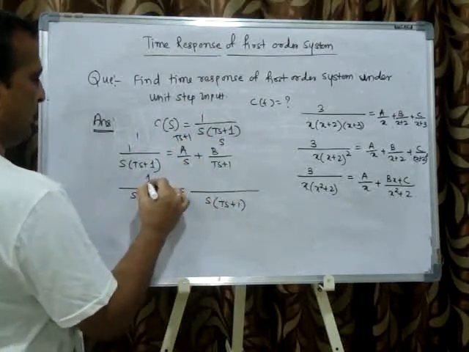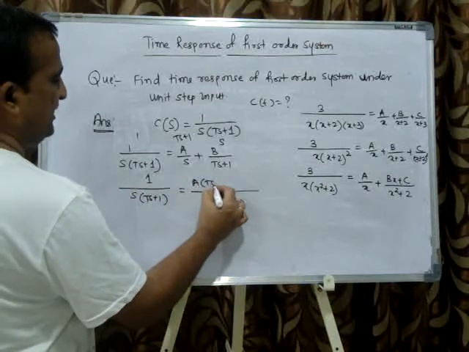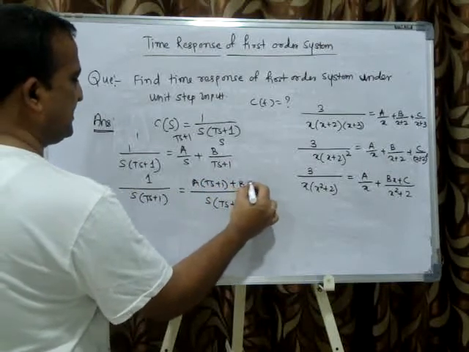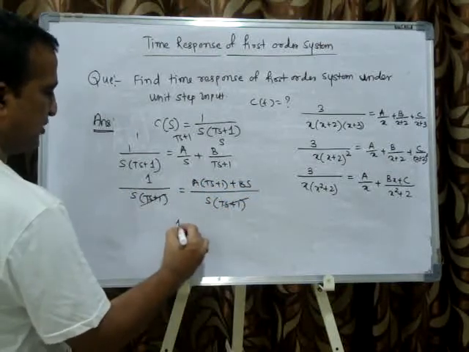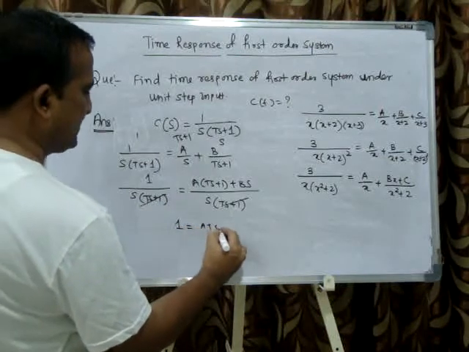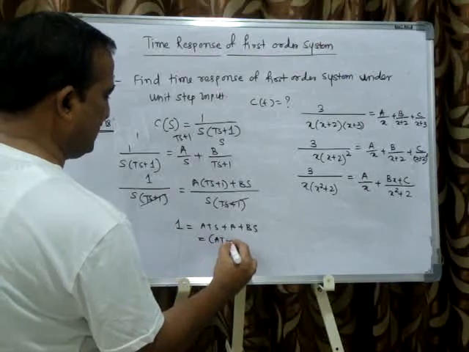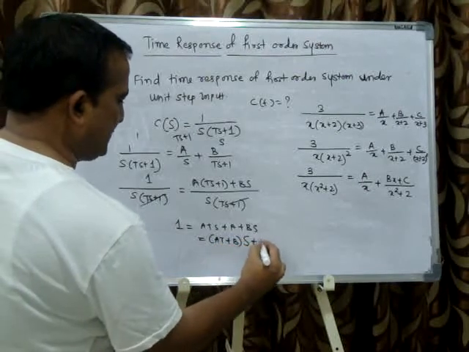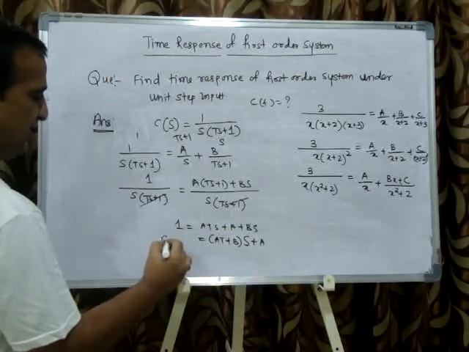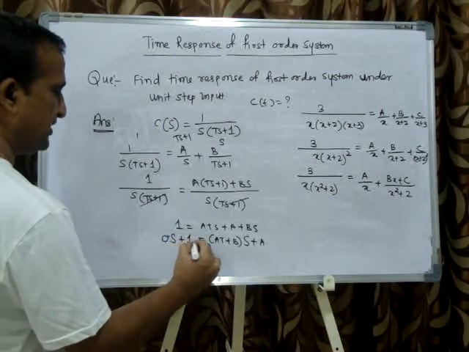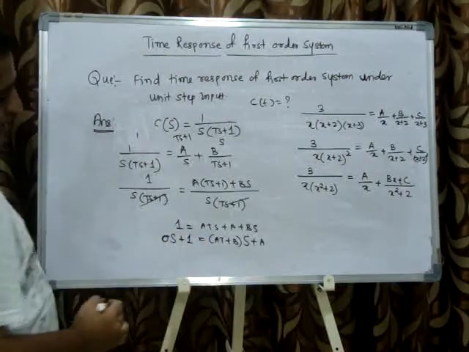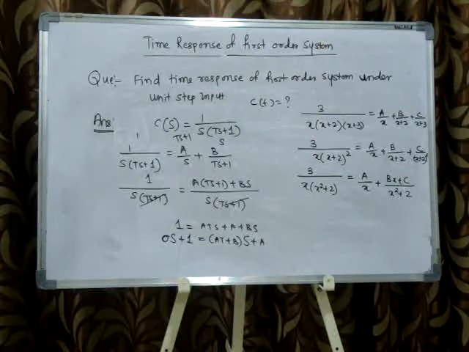Here s, 1, equals A into bracket (Ts plus 1) plus Bs. This gets cancelled. So 1 equals ATs plus A plus Bs. So I will take (AT plus B)s plus A. Here I can write 0s plus 1 because here there is no s term. I can write 0s. Why? Because next is to find the A and B values by comparing coefficients.